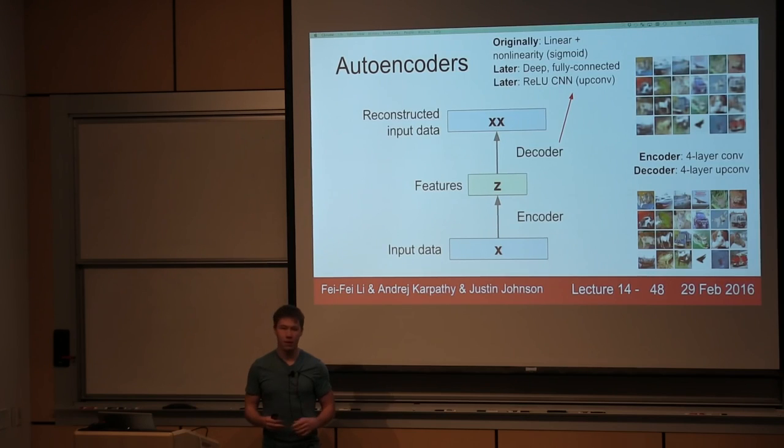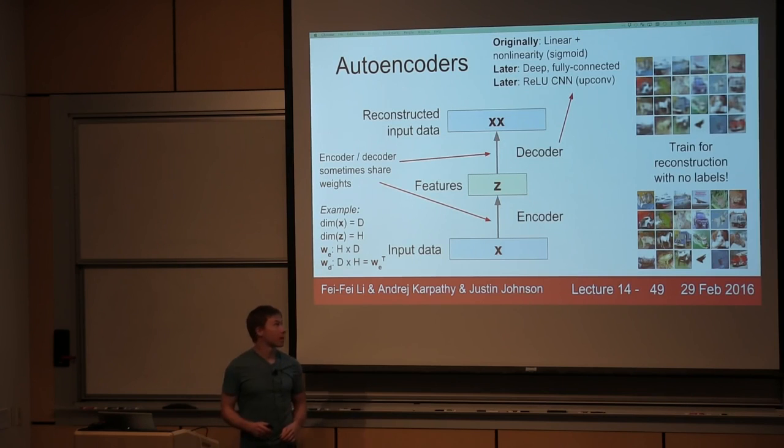And I'd like to make the point that these things are actually pretty easy to train. So on the right here is a quick example that I just cooked up in Torch. This is a 4-layer encoder, which is a convolutional network, and then a 4-layer decoder, which is an upconvolutional network. And you can see that it's actually learned to reconstruct the data pretty well.